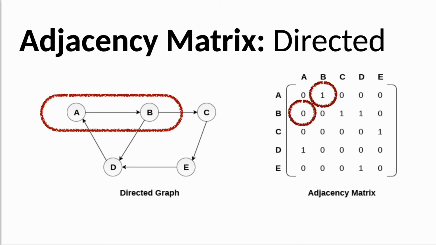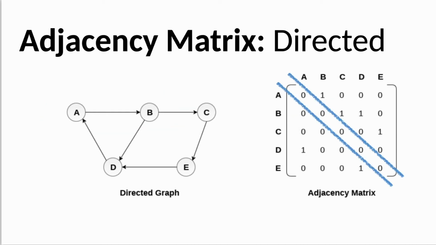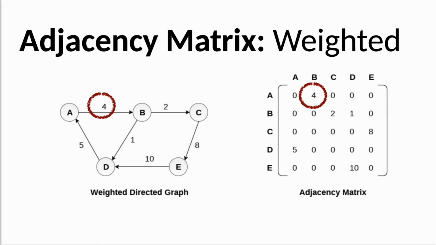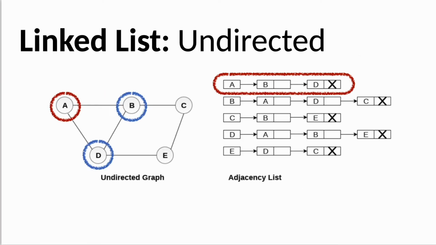We can also use adjacency matrix to represent directed graphs. The corresponding adjacency matrix is no longer a symmetric matrix. So for instance, we can see that the element in A to B is 1 while B to A is 0. Likewise, the elements in the diagonal are all 0 due to non-existence of self-loops. We can incorporate edge weights in a graph by using adjacency matrices. So instead of just 1 or 0, we can include the edge weights inside the adjacency matrix.